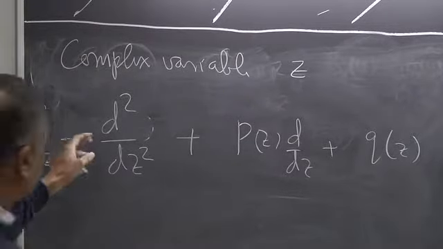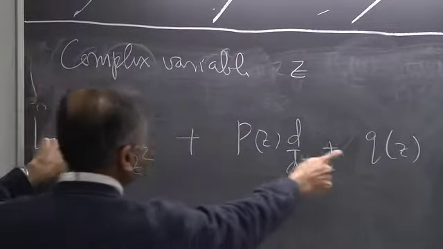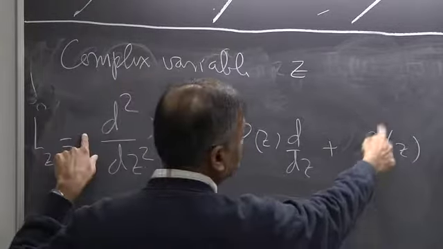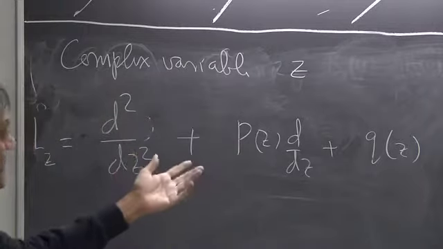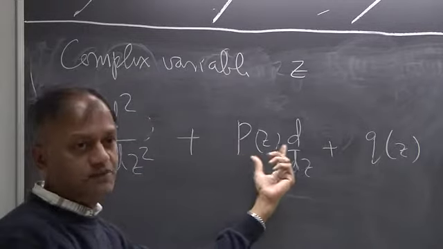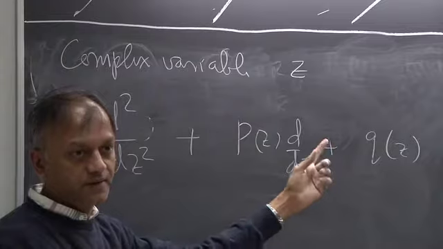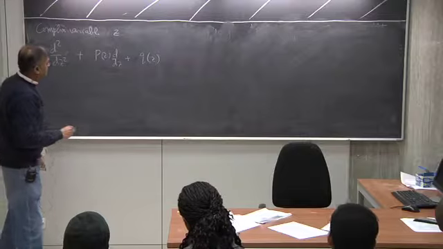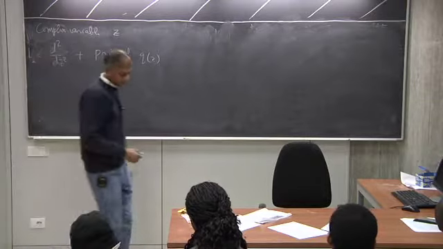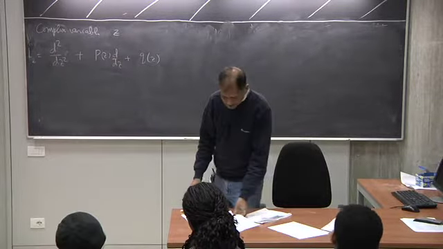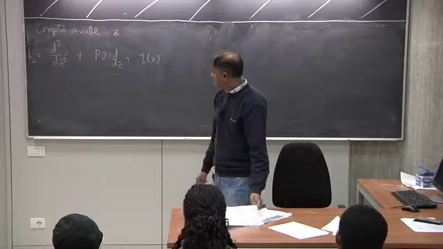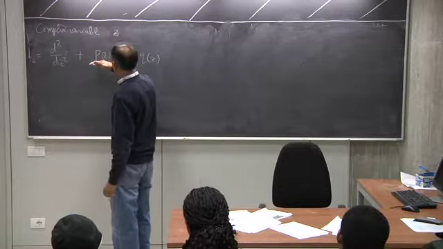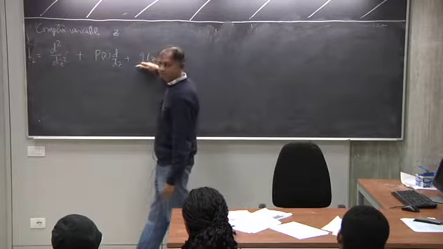So in the previous language I was writing a, b, and c. So this p is b divided by a, and this q is c divided by a. So if a had some zero, p and q will have some divergences. So we will consider all possibilities. The solution of this differential equation will turn out to be dependent very much on the singularity structures of p and q.